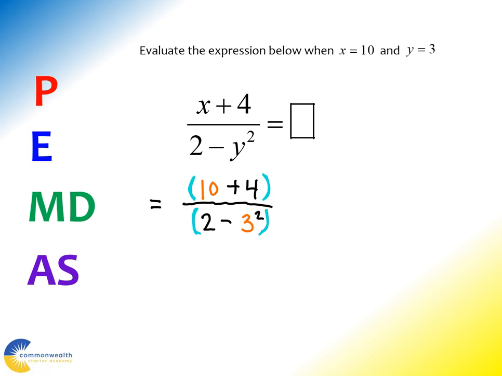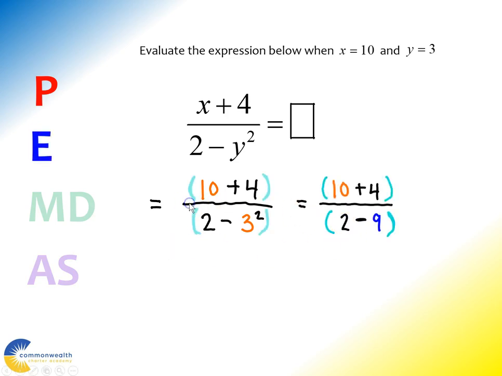Well, before I carry through a division, I have to have a single value for the numerator and a single value for the denominator. So I'm going to follow my order of operations now to simplify what's in these parentheses. So as I do my parentheses, and these are still here, I'm now going to take the exponent down here and make that a 9. So the 10 plus 4 on top is still the same. The 2 minus 9 on the bottom is the result of having 3 squared evaluated to be 9.